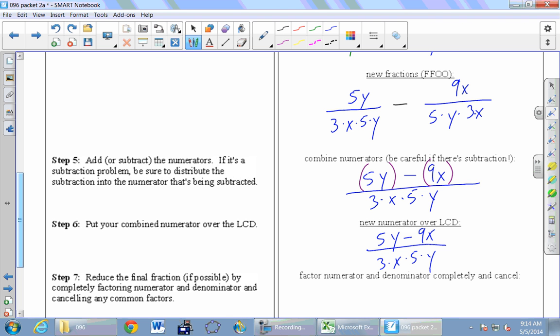I guess I would say this is the only place I would actually multiply. I would finally do the 3 times 5 downstairs. So my final answer would look like this.